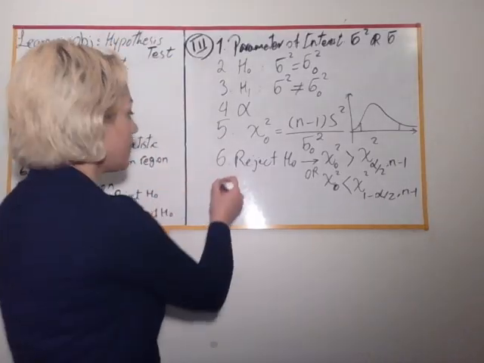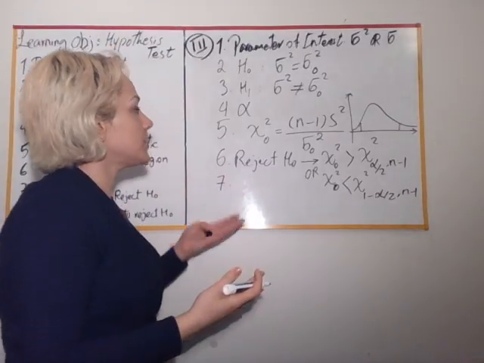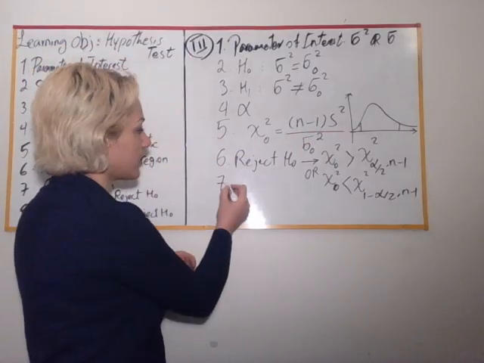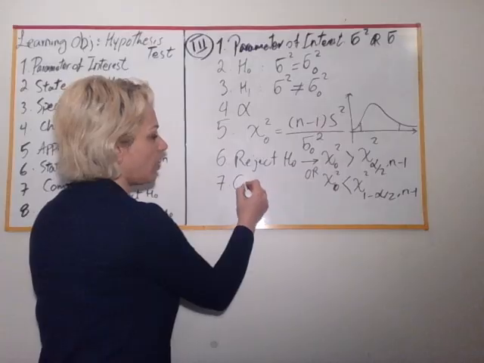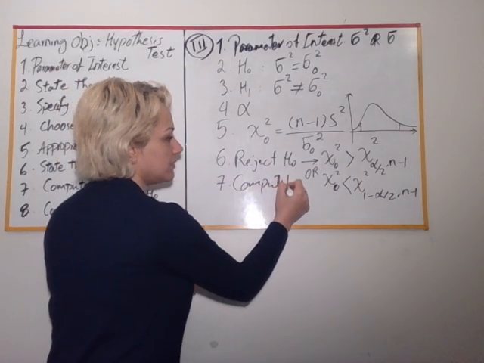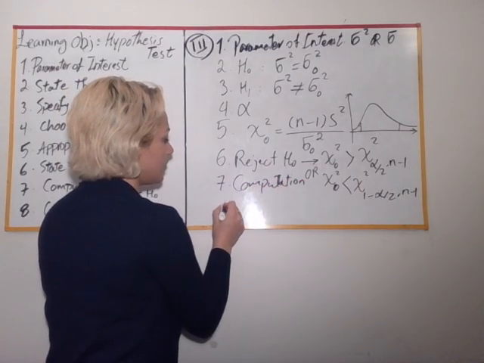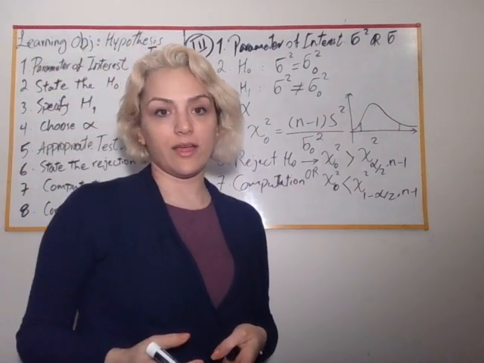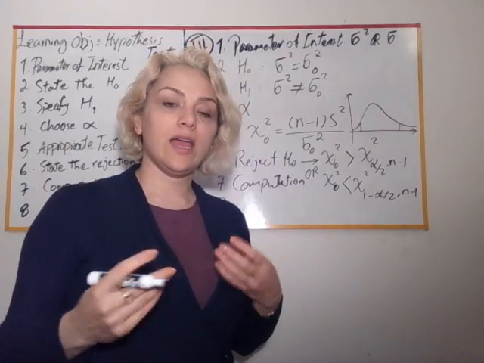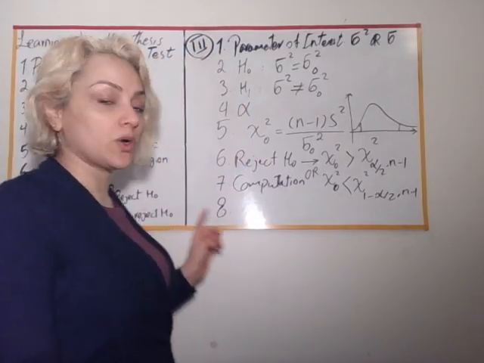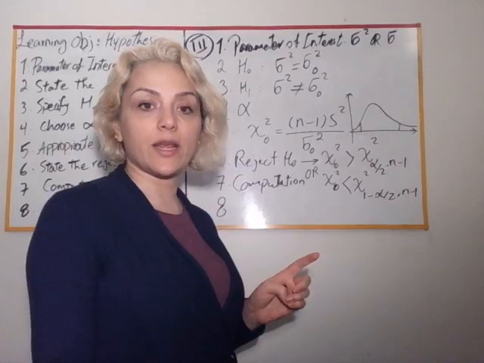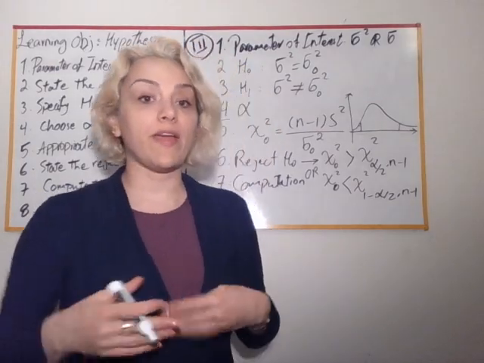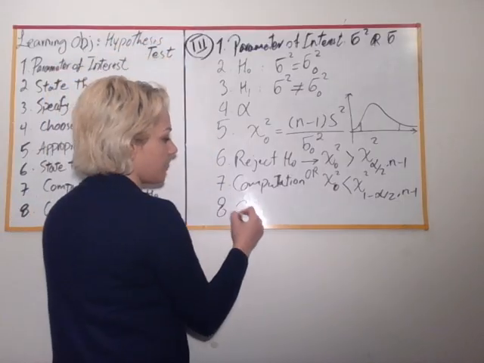And then number 7 is the computation. What we are going to do is find S2 from our sample, and I'm going to write it down here. So we're going to do all the calculation. And number 8 is that we're going to see if we are in the rejection region or not. So in the last step, which is the conclusion, we are going to decide if we reject the null hypothesis or fail to reject the null hypothesis. So here is going to be my conclusion.